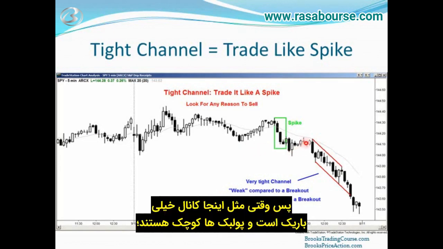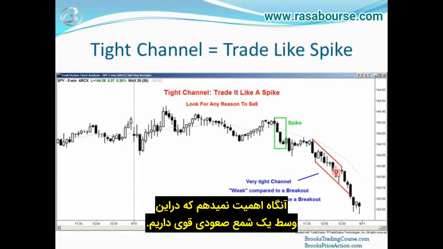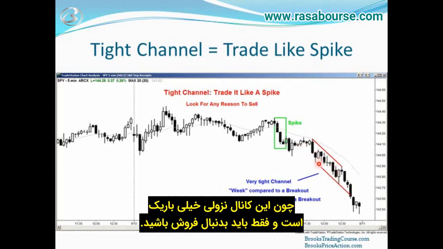So when a channel is very tight like this, the pullbacks are very small, I don't care that there's a strong bull reversal bar here. The channel is very tight, only look to sell.